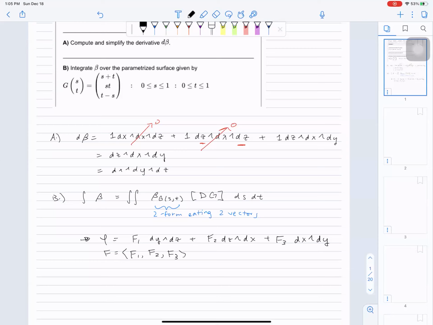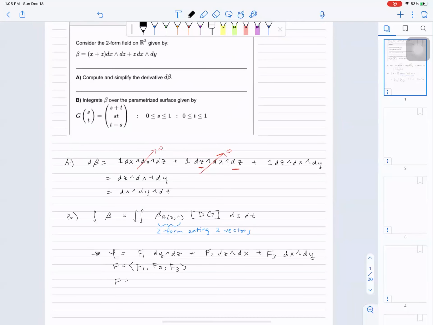So in this case, what are our f1, f2, f3? In this case, our f1 is whatever's in front of the dy dz. There's no dy dz anywhere, so it's 0. Do we have a dz wedge dx? Yes, we do. That's the x plus z term. X plus z. And do we have a dx wedge dy term? Yes, that's the z. So that's our vector field.